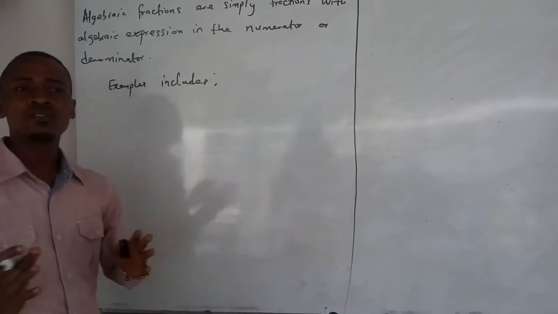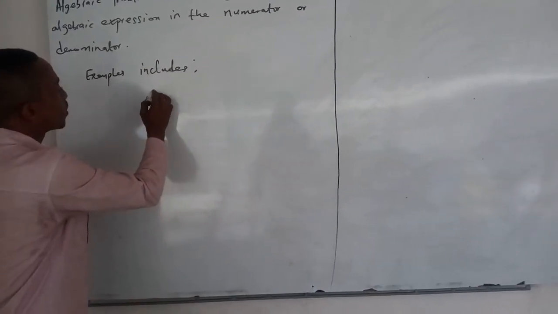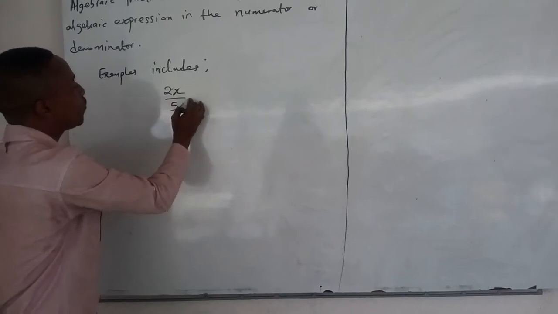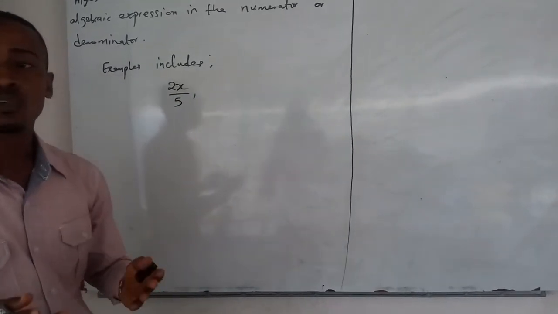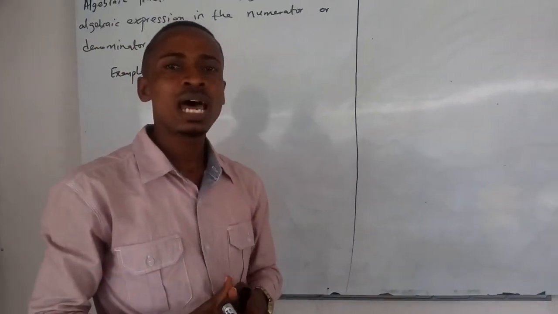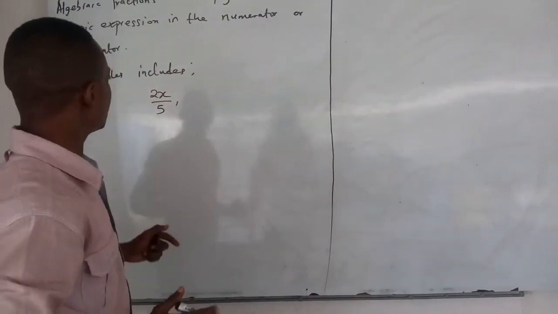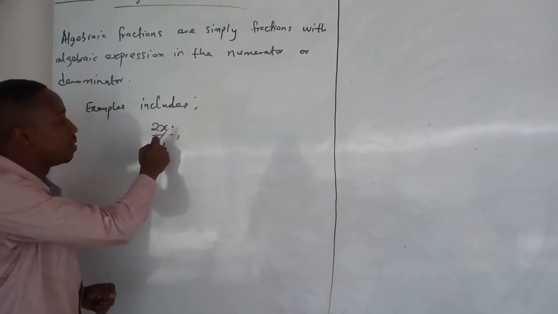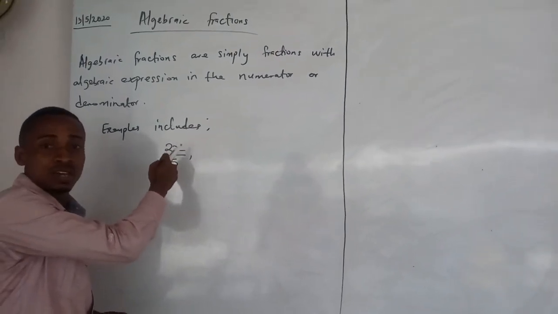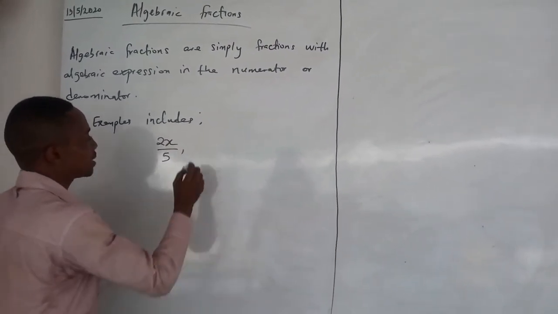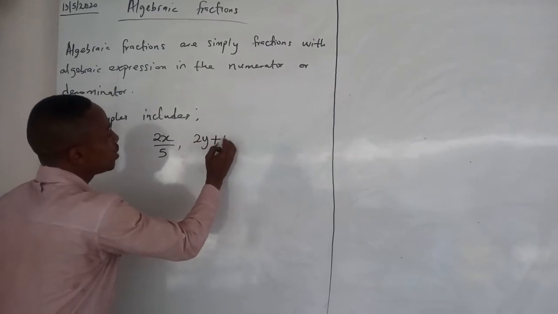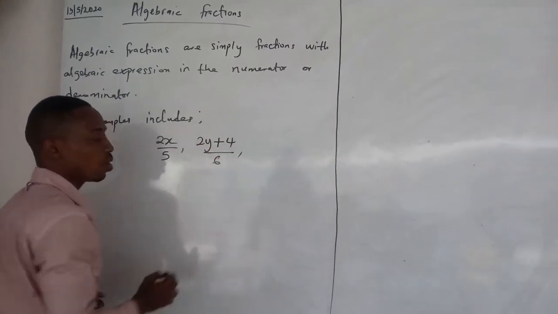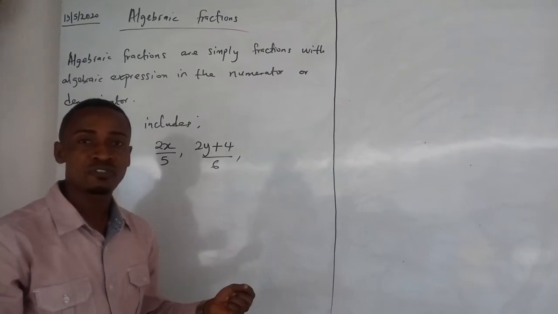Okay, now when we have this expression, 2x over 5 is an example of algebraic fraction. Now, as you can see, look at this x here. This x is an algebraic expression, just like it's a variable, and at the same time it can be 2y plus 4 over 6, which is also an example of algebraic fraction.